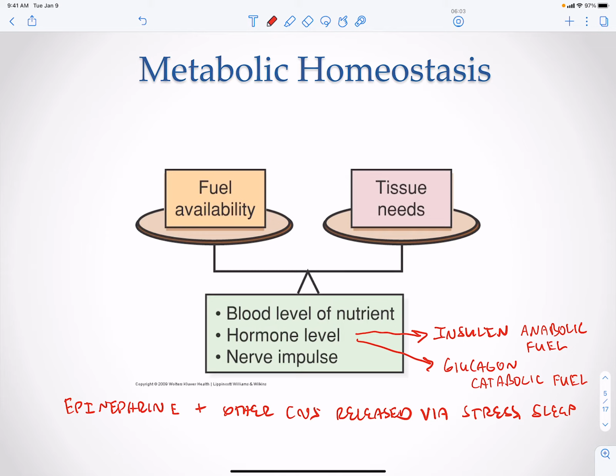And then your brain, your red blood cells, your kidney medullary cells, your muscles are all going to depend on glycolysis. And so about 190 grams of glucose is required per day. And your brain is going to take about 150 grams of this.